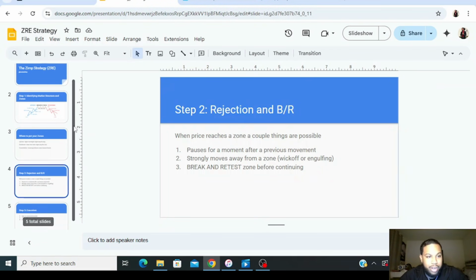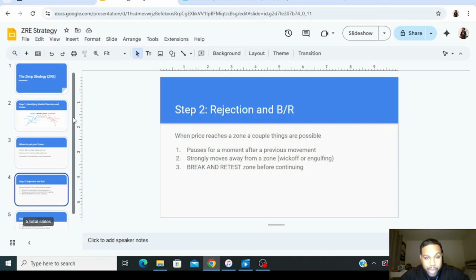If I get all of those three confirmations, zone, rejection, and break and retest, I'm hopping in a trade. I don't care if it's moving up, if it's moving down, if it's moving sideways. If I get a zone, rejection off the zone, or a break and retest, I'm hopping in a trade. That's a very high probability trade.